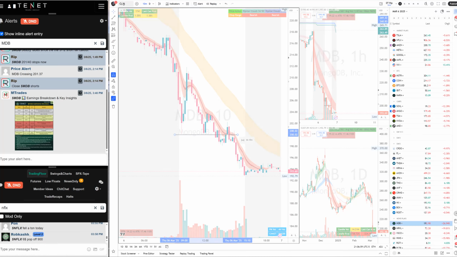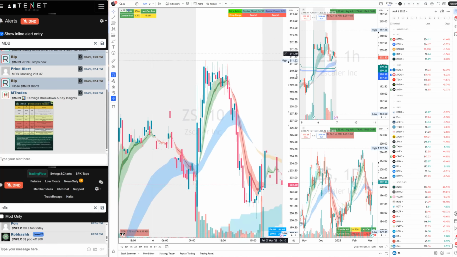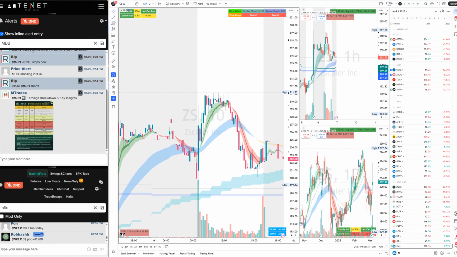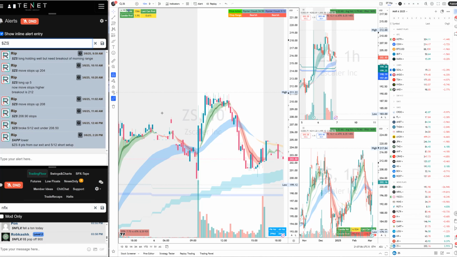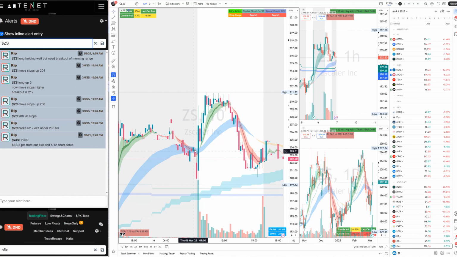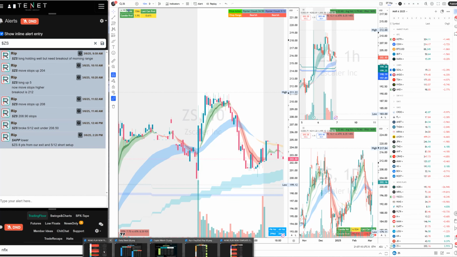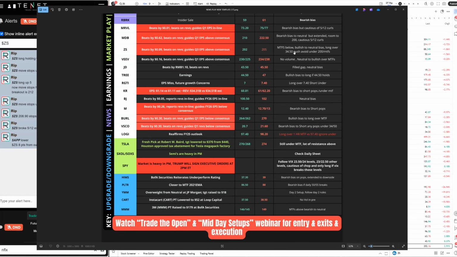Next one we're going to look at is Zscaler. So Zscaler was our long winner in the morning. Let's look at our timestamp guidance. Zscaler was a long. I alerted the long on the voice. Let's look at our pre-market plan on Zscaler here. MTFs below, bullish to neutral, long over 34.50. Push, avoid under the MTFs.